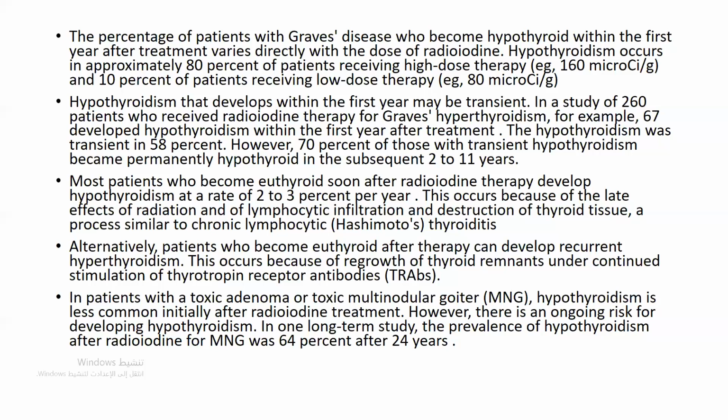Hypothyroidism that develops within the first year may be transient. In a study of 260 patients who received radioiodine therapy for Graves' disease, for example, 67 developed hypothyroidism within the first year after treatment. The hypothyroidism was transient in 58%. However, 70% of those with transient hypothyroidism became permanently hypothyroid in subsequent years, up to 11 years. Most patients who become euthyroid soon after radioiodine therapy develop hypothyroidism at a rate of 2 to 3% per year. This occurs because of the late effect of radiation and lymphocytic infiltration and destruction of thyroid tissue, a process similar to chronic lymphocytic Hashimoto thyroiditis.